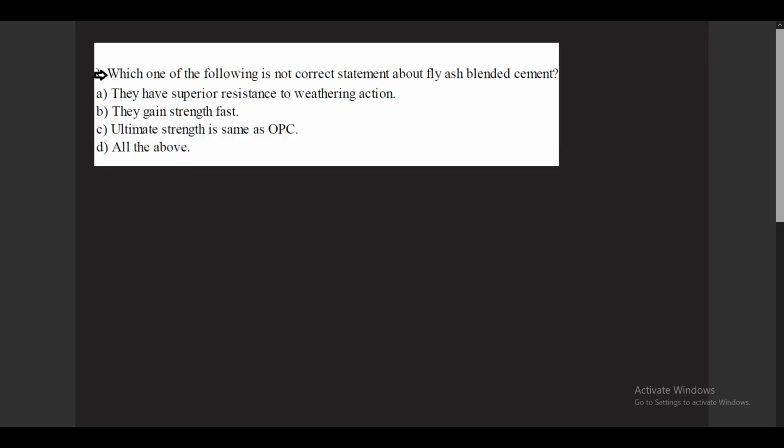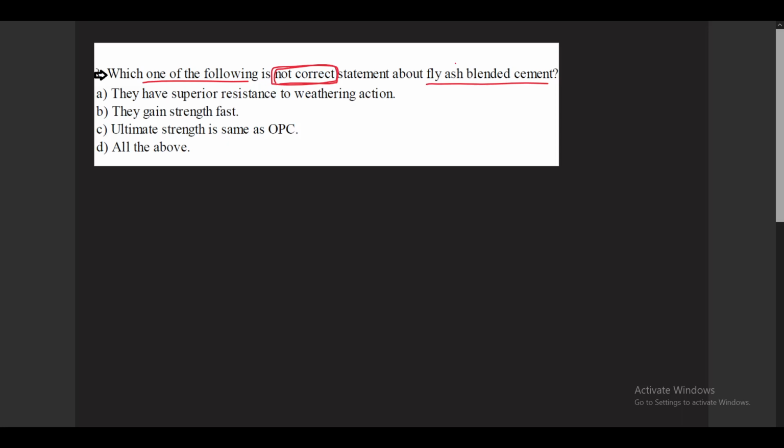Now the next question here, read carefully. The question is, which one of the following is not correct? Okay, focus on this point, that is the not correct statement about fly ash blended cement. So in this case actually they are asking about the incorrect statement.